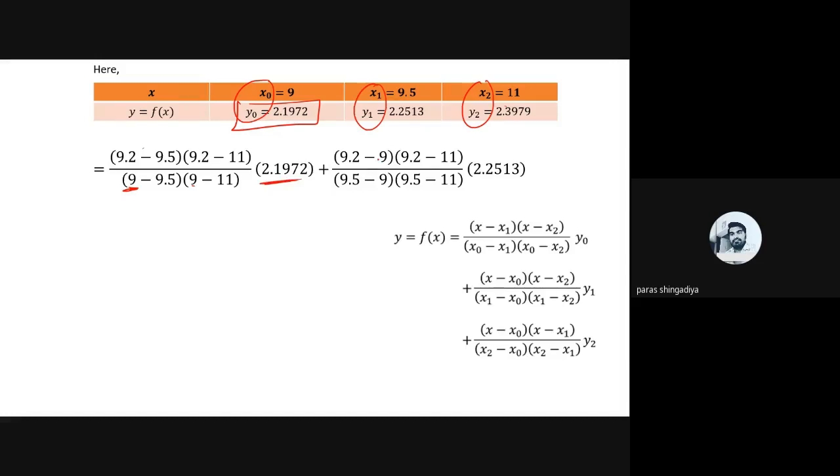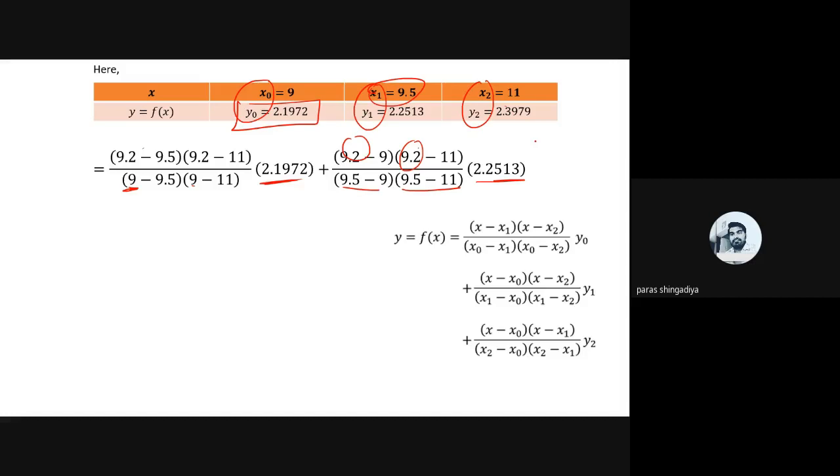And now in the second term, that is 9.2 minus 9. Okay, x minus x0 and x minus x2. So it is 9.2 minus 9, 9.2 minus 11, divided by, now replace x by x1. So x1 is 9.5. So it is 9.5 minus 9, 9.5 minus 11, and y1, that is 2.2513. Okay, that is the second term.